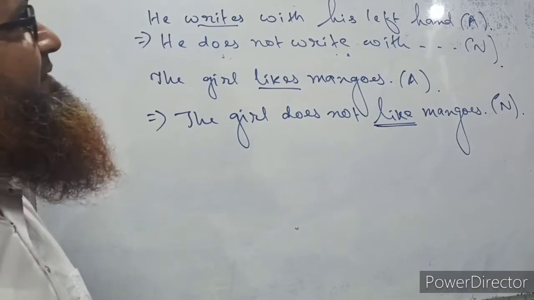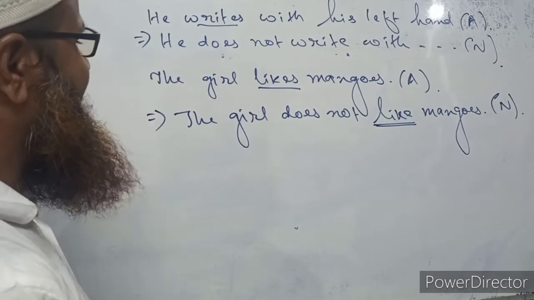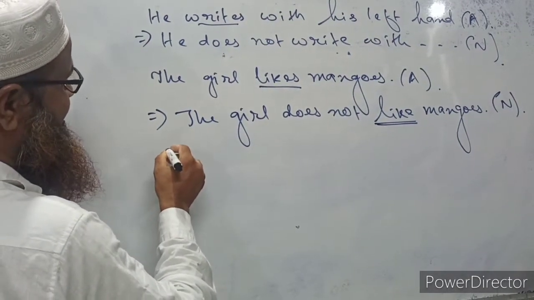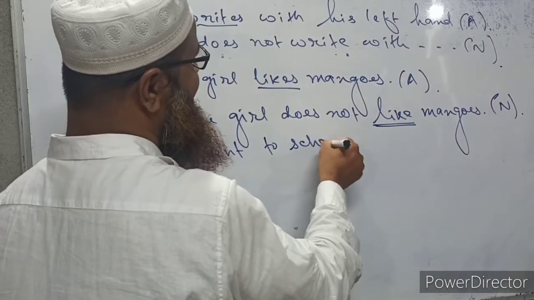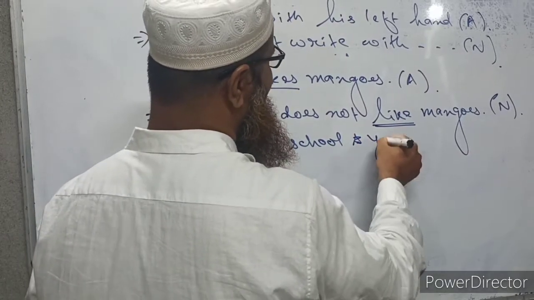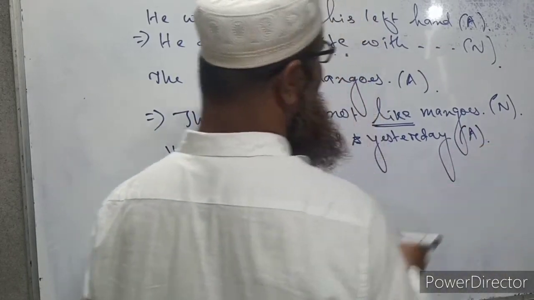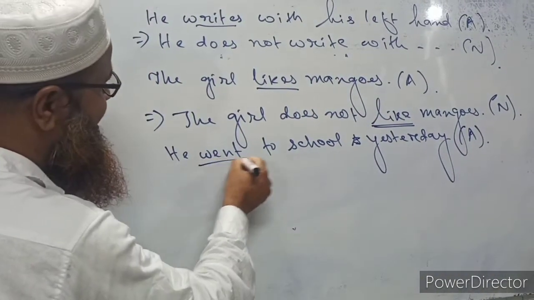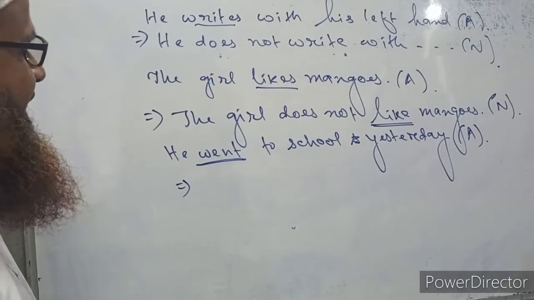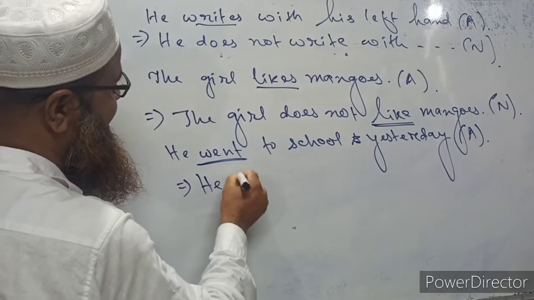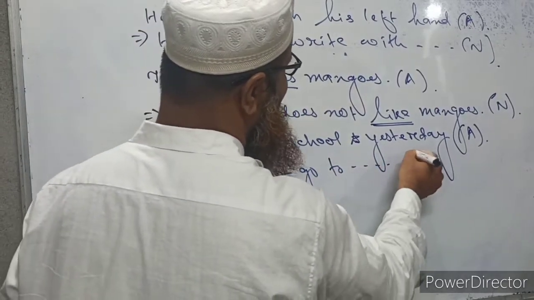Again, if the verb is in the past tense, we have to take the help of did. Okay, I am writing: He went to school yesterday. So it is a sentence of past tense, and the verb here is in past tense. Went is the past tense form of go. So we should take the help of did here. He did not go to school yesterday.